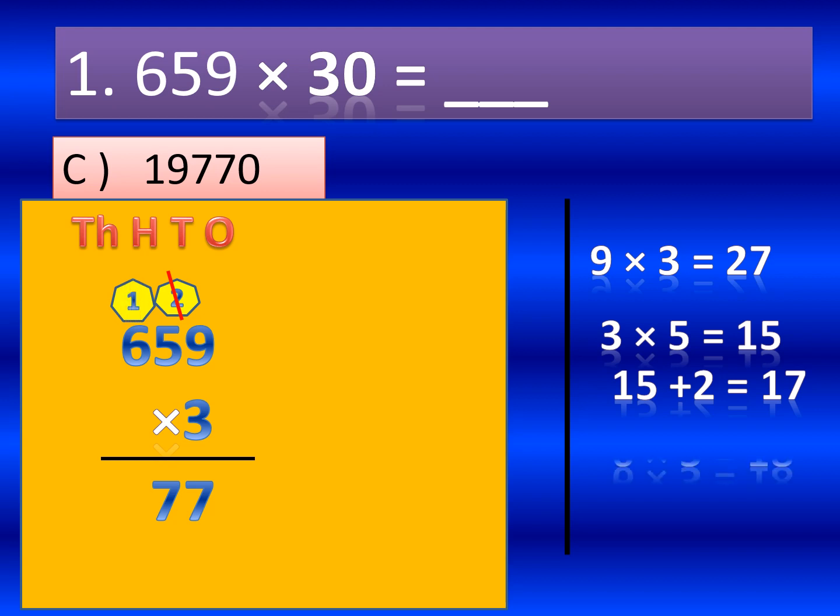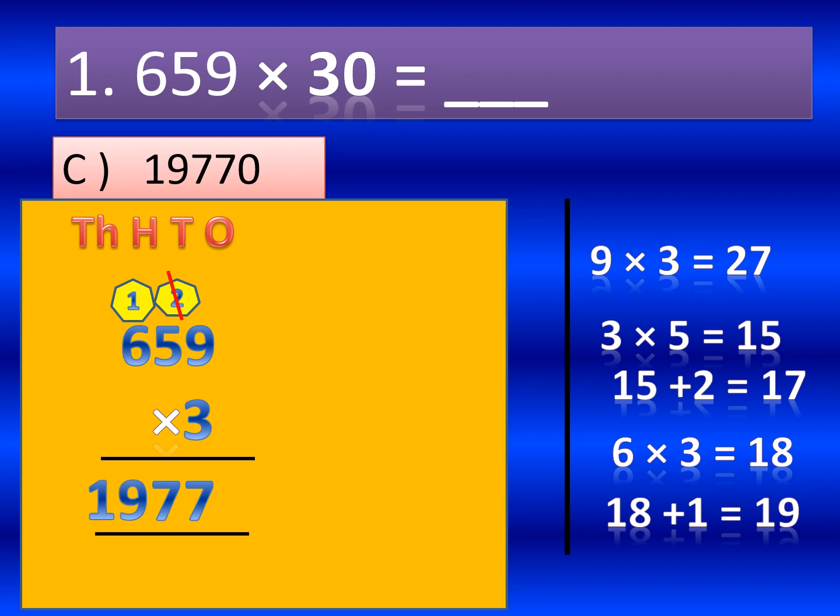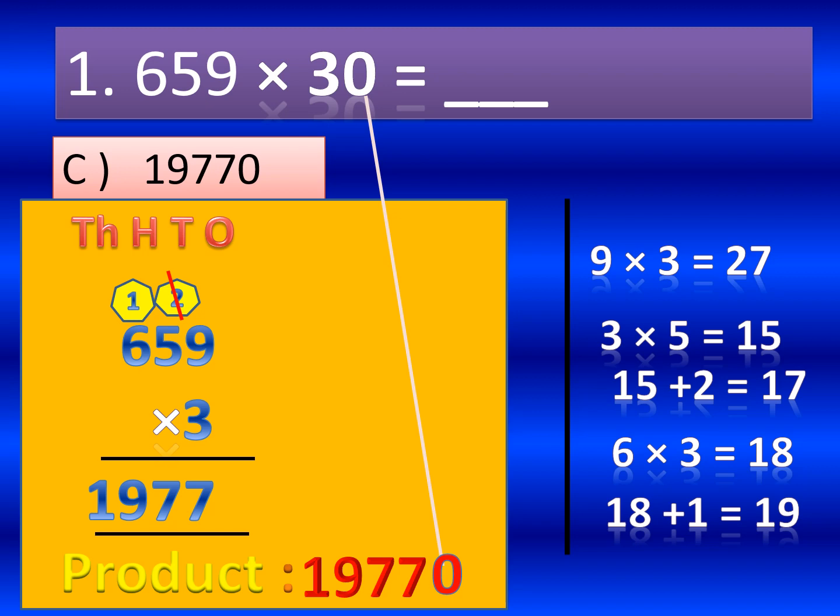Now, 3 sixes are 18. This 18 is to be added with the carryover 1. So, 18 plus 1 is equal to 19. 19 we should write at the left end. Now, the product we should write. Along with the answer of this multiplication, we should include the 0 from the second number's ones place. So the final answer is 19,770.